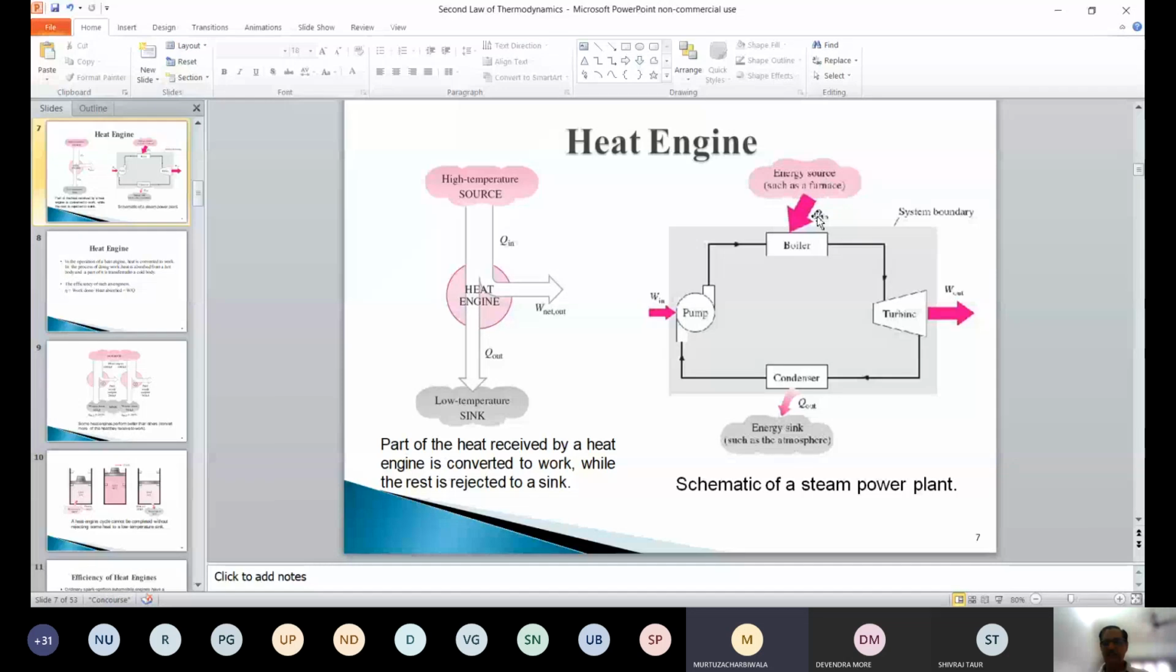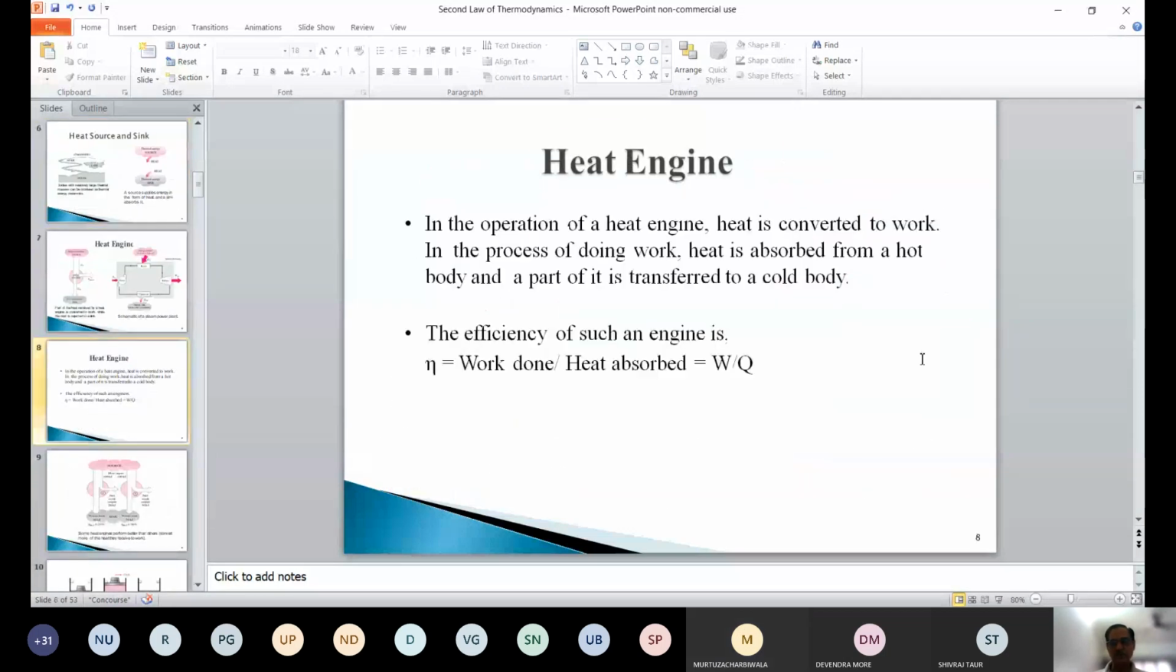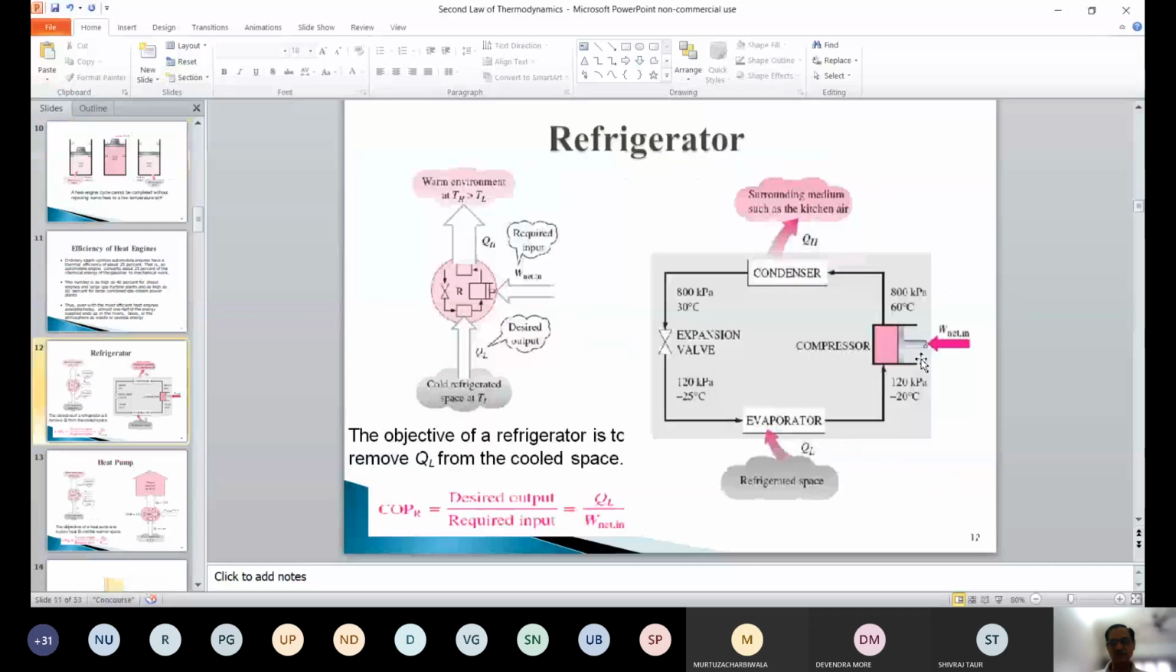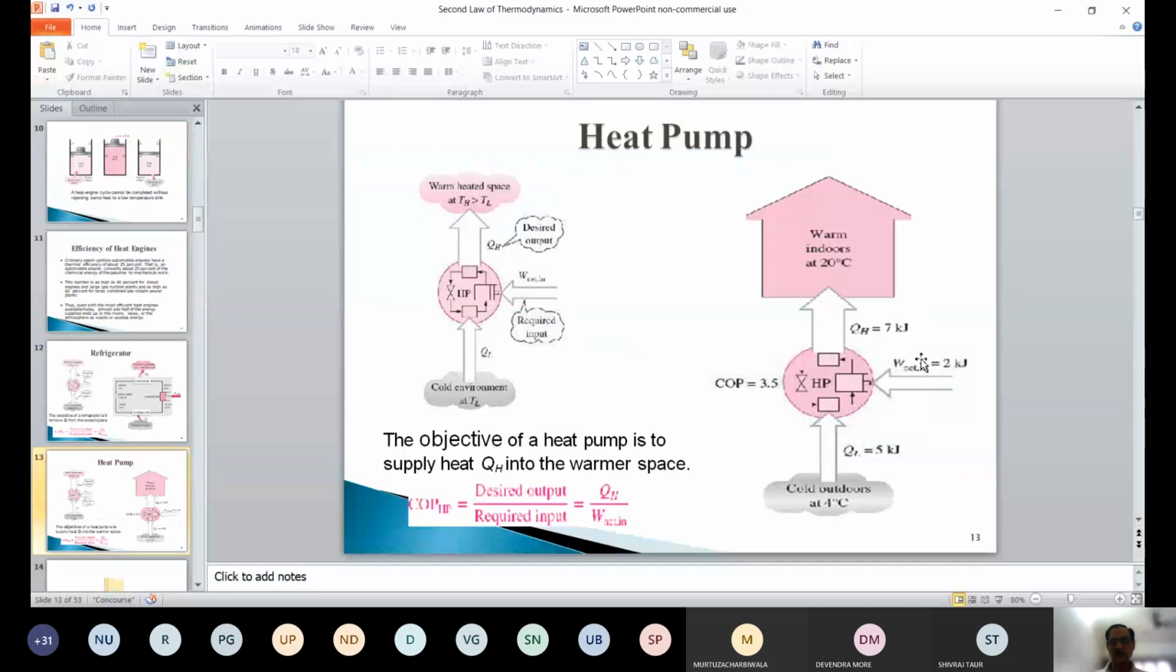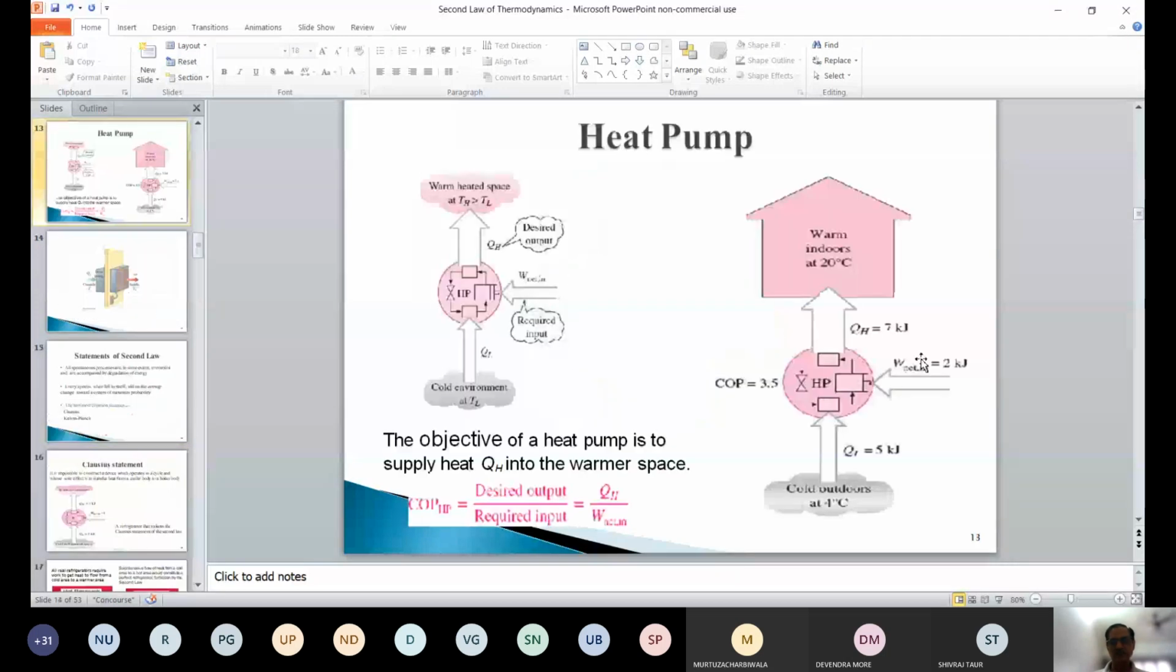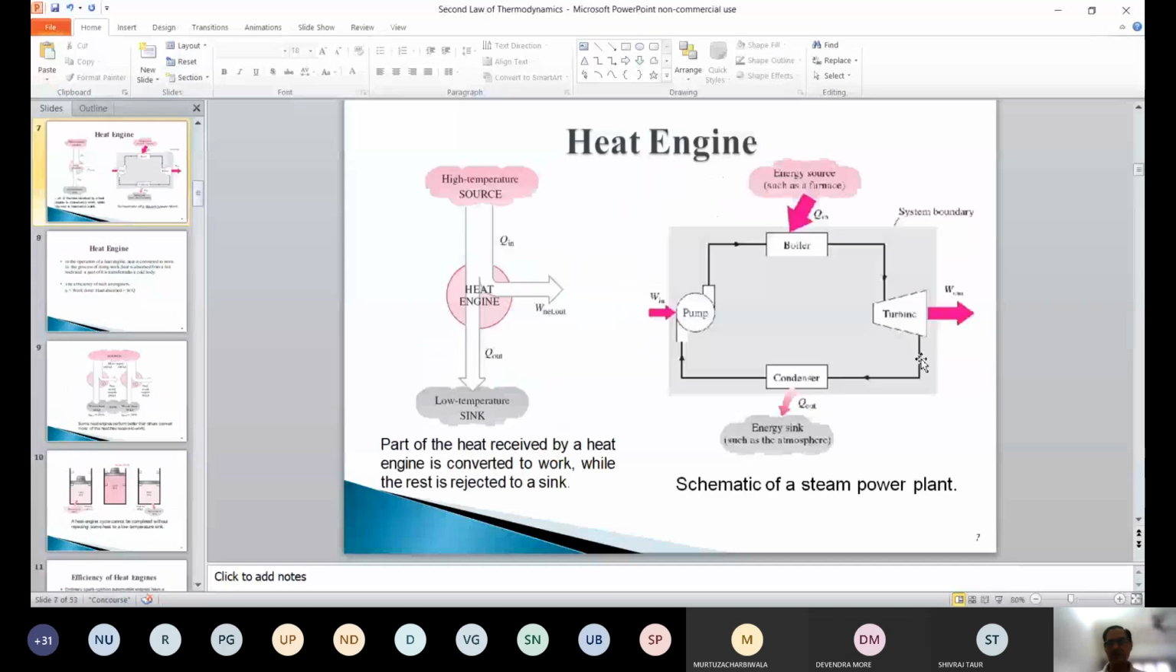Yes, sir. In the condenser there is expansion, because here also pressure is reducing. Let me show you the pressures. The heat engine pressure is not given in this, but generally the pressure here will be around 20, 30, 40 atmospheres.